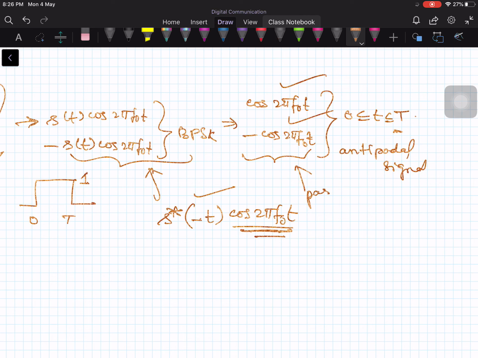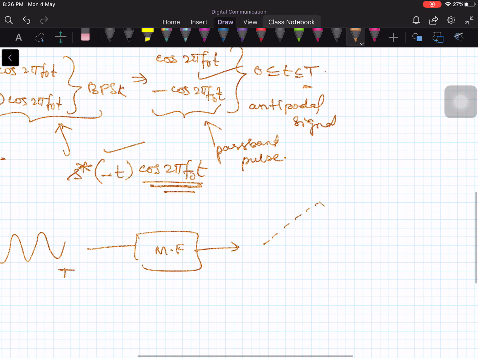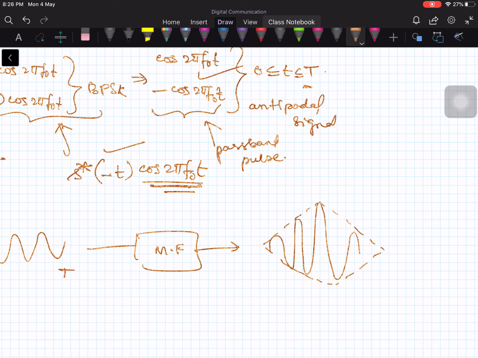Now this is a passband pulse. After matched filtering, this is how it will become. See, you are transmitting a pulse like this, let's say 0 to T, and you give it to the matched filter. Then after matched filtering, your pulse looks like this. This is 0 and the peak occurs at the point T, and this is 2T. So the total duration is 2T. Now as you are going to sample this point, at this point you are going to sample it.